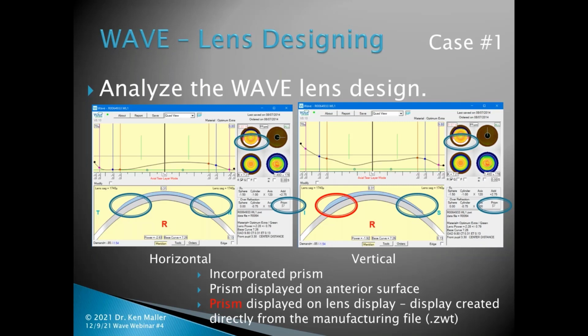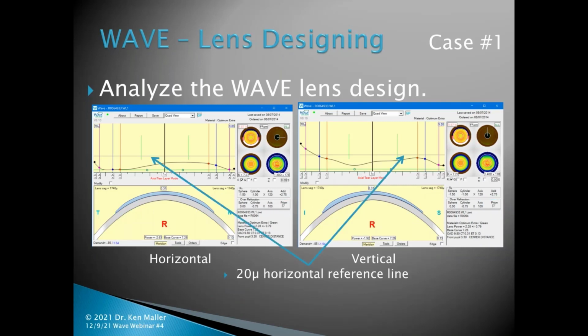On the horizontal, we're seeing the nasal and temporal, and you can see that's kind of midway between where the superior and inferior thicknesses lie. And that should make even intuitive sense. Okay, so let's move on. We have here the 20 micron horizontal reference line that we spoke of before. And what you can see is that my black line that's representing the wave lens is all underneath the 20 micron horizontal reference line. And so I do know that the lens and the relationship to that anterior corneal surface does not really exceed 20 microns really anywhere.